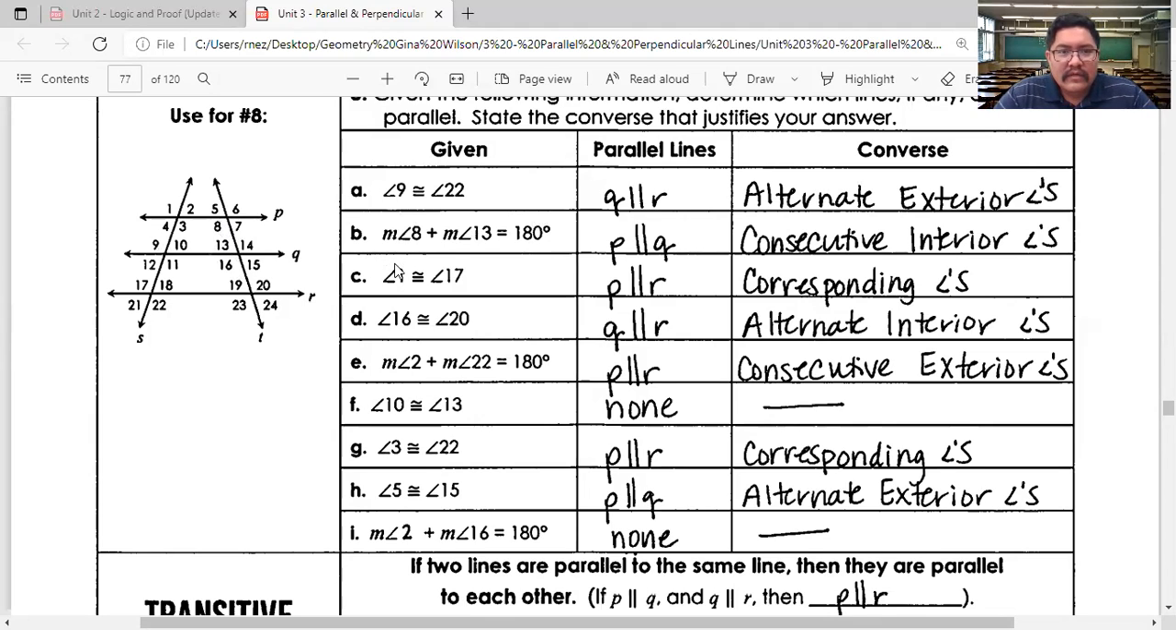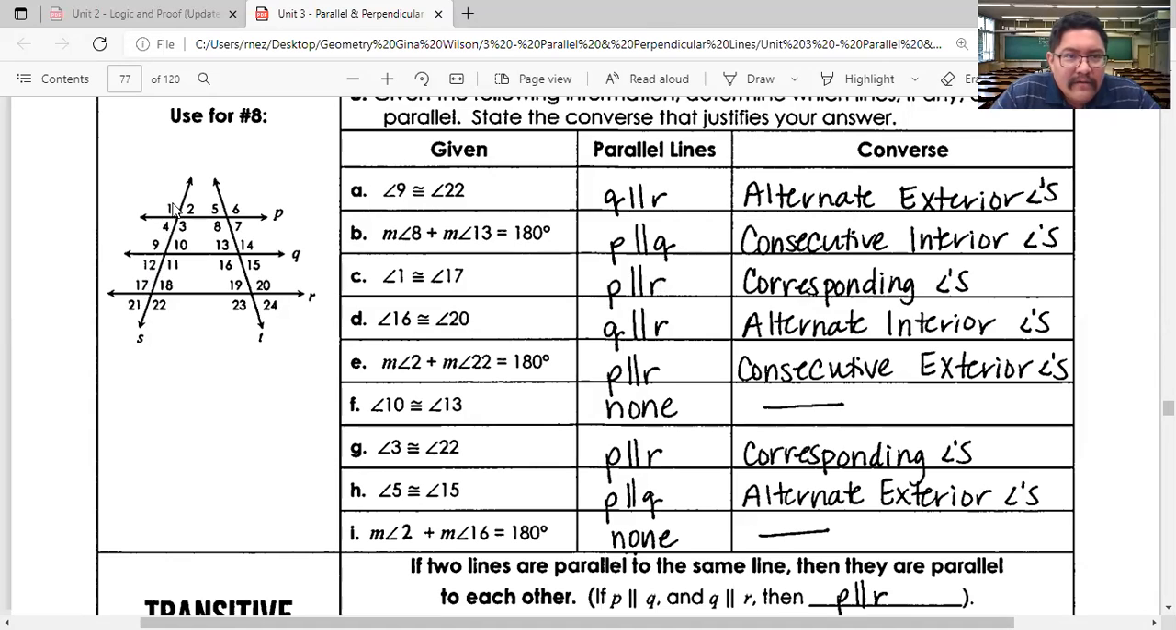All right, now let's see, 1 and 17. So 1 and 17 are over here. So in this case here, they're both on S. So S is the transversal. P and R are the lines that they're on. So 1 and 17, yeah, it is P and R. So P and R are the lines that are being proven to be parallel.